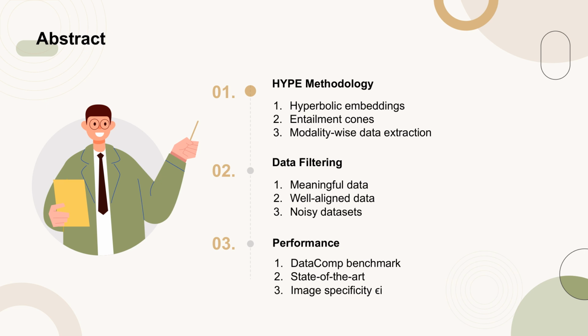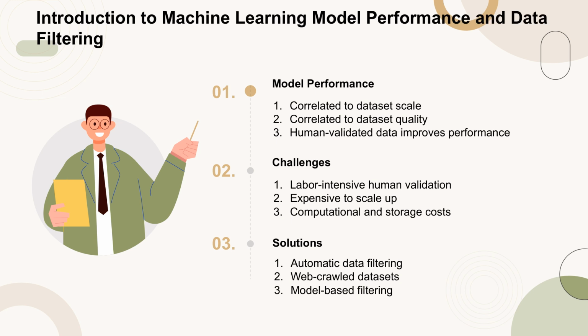by CLIP score. The performance of a machine learning model is significantly influenced by the scale and quality of the training dataset. High-quality, human-validated data generally leads to better model performance compared to datasets of the same size but with noise. However, the process of creating such high-quality datasets is labor-intensive and costly, making it impractical to scale up. As an alternative, researchers have explored scaling up noisy data, but this approach requires handling billions of data points, which introduces challenges in computational costs and storage.